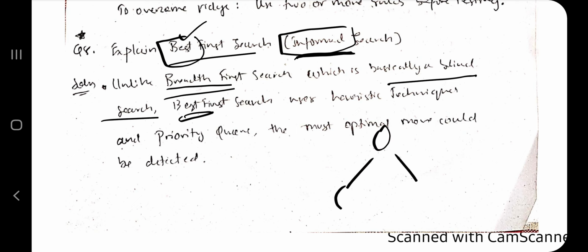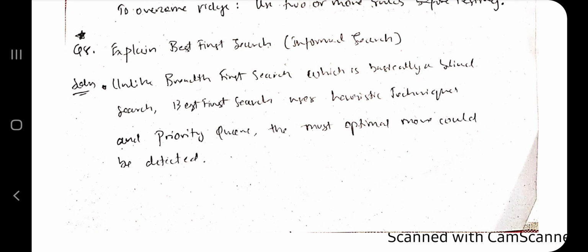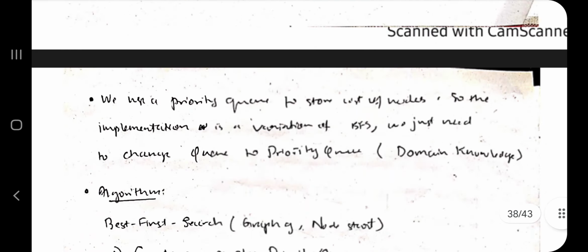Like I told you, if there are two parts of the tree, left and right, and I give you the knowledge that there is an answer only in the left part, will you search the right part? Obviously no. But breadth first search will not take any hints from the computer, so it will search all the nodes. Best first search will take the hint and just search the relevant ones. That is known as a heuristic technique. For implementing that, we'll be using a priority queue. You will understand best first search more when we consider A star searching. So that was about best first search.